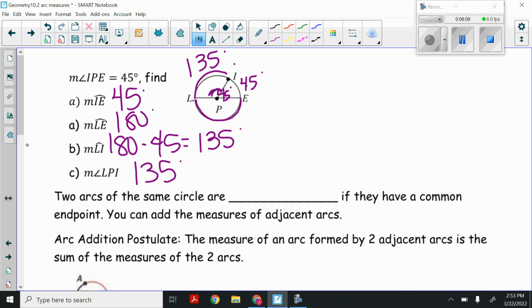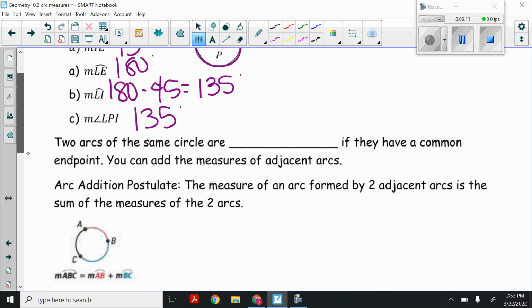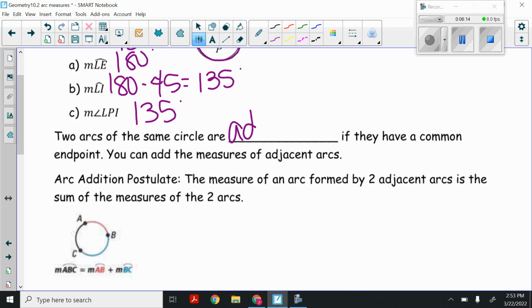So now let's get some more vocab and learn some more rules. Two arcs of the same circle are adjacent if they have a common endpoint. You can add the measures of adjacent arcs. So we have an arc addition postulate. The measure of an arc formed by two adjacent arcs is the sum of the measures of the two arcs. So here it says the measure of arc ABC, so ABC all the way around, is equal to the measure of arc AB plus the measure of arc BC. So it's just like our segment addition postulate or angle addition postulate, the arc addition postulate. Add the two small parts together, I get the big part.